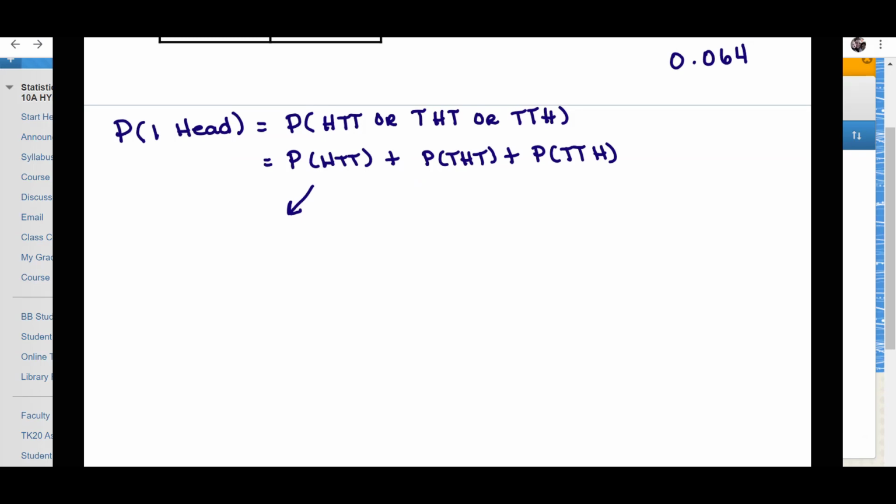So because these are events in succession, we find the probability of each of the individual events and we multiply them together. So for the probability of heads, tails, tails, we find the probability of heads, the probability of tails, and the probability of tails, and we multiply them together.